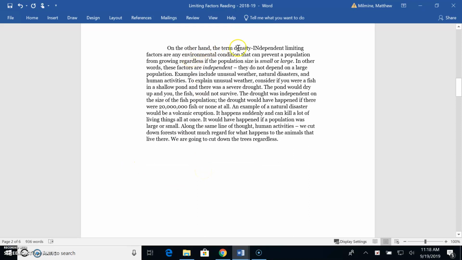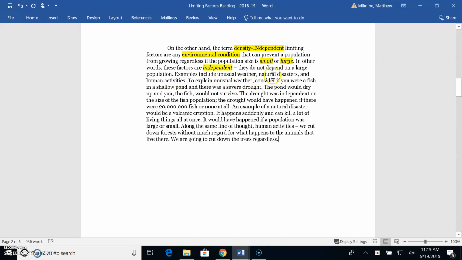On the other hand, the term density independent limiting factors are any environmental condition, so they're something to do with nature, and these prevent a population from growing regardless if the population is small or large. In other words, these factors are independent, meaning they do not depend on a large population. Examples include weather, natural disasters, human activities.